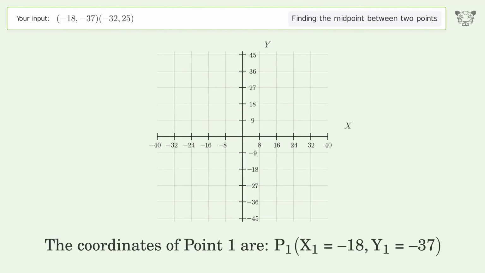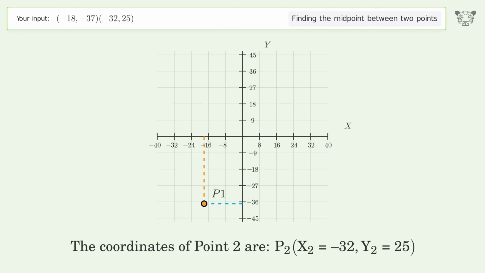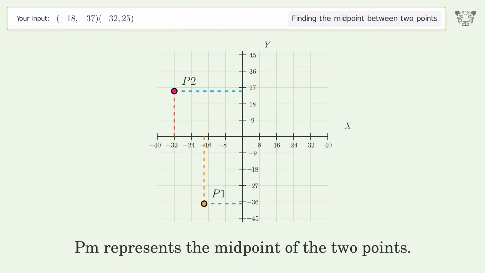The coordinates of point 1 are, x1 equals -18, y1 equals -37. The coordinates of point 2 are, x2 equals -32, y2 equals 25. PM represents the midpoint of the 2 points.